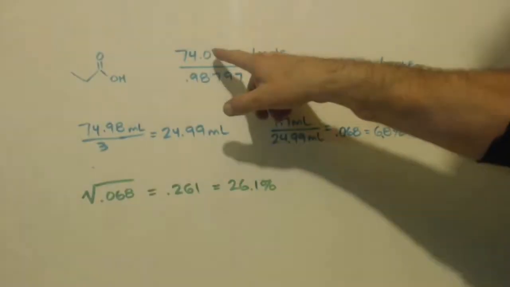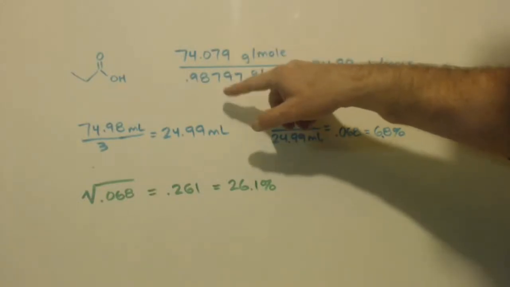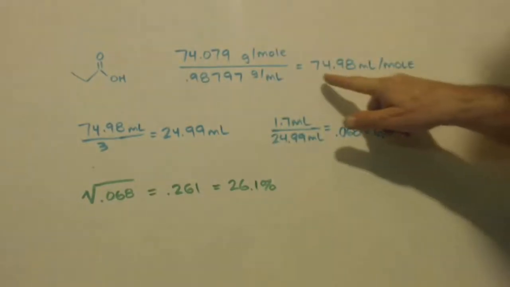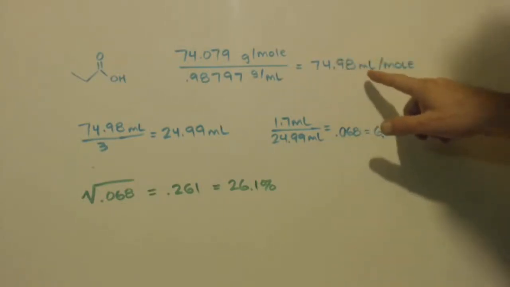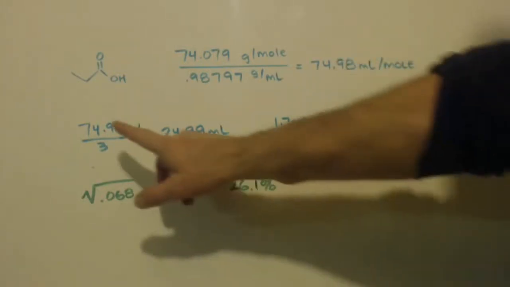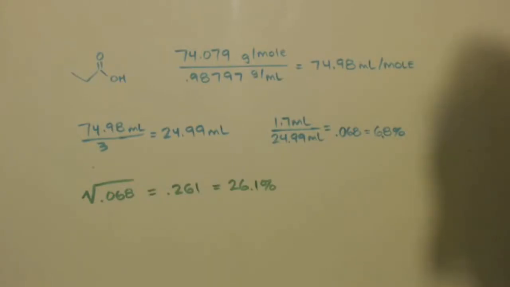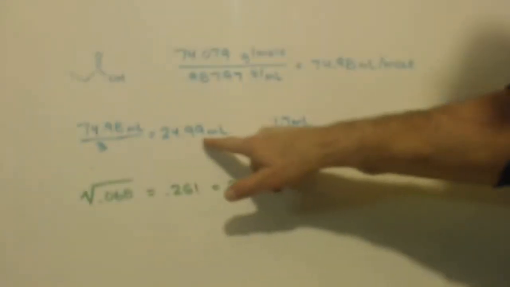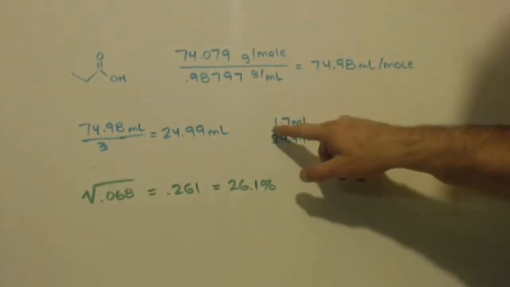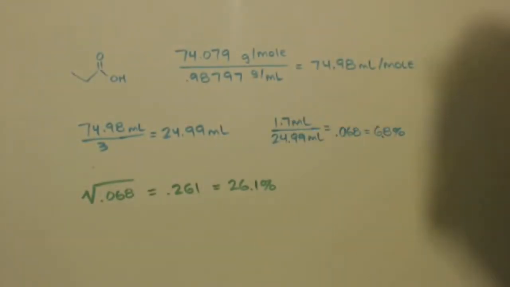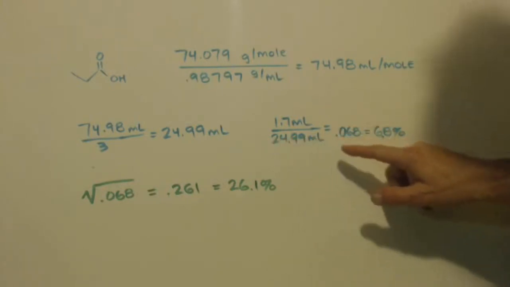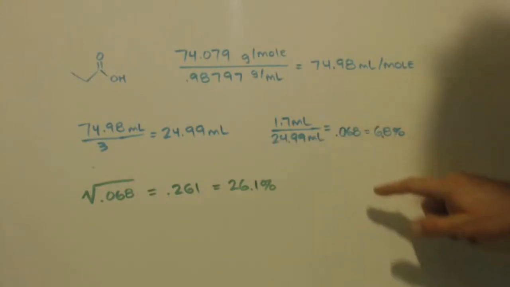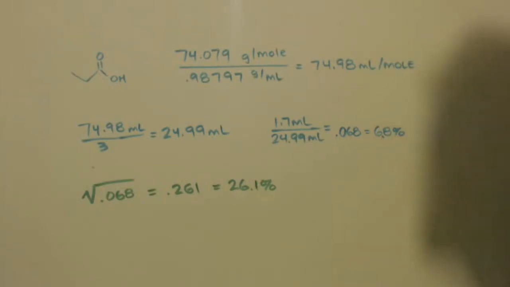Alright, so what was my actual yield? Well, here's from Wikipedia, the molar mass, the density. That gives me the molar volume, which is 75 milliliters per every mole. We only used a third of a mole. Remember, we divided everything by 3. So we get 25 milliliters, right? I got 1.7 milliliters. So I divide it by the theoretical yield, and I get 0.068, which is 6.8%.